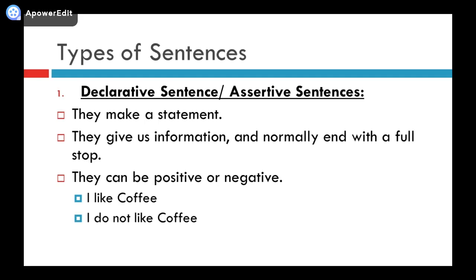Okay. So let us understand what it means. They make a statement or they give us information and normally end with a full stop. They can be both positive or negative. Now, I like coffee. It is a fact that I like coffee. I am making a statement, right? But I do not like coffee. So I am again giving information that I don't like coffee, right? So declarative sentences are giving you information or making a statement. They usually end with a full stop, and they can be either positive or negative. Okay.